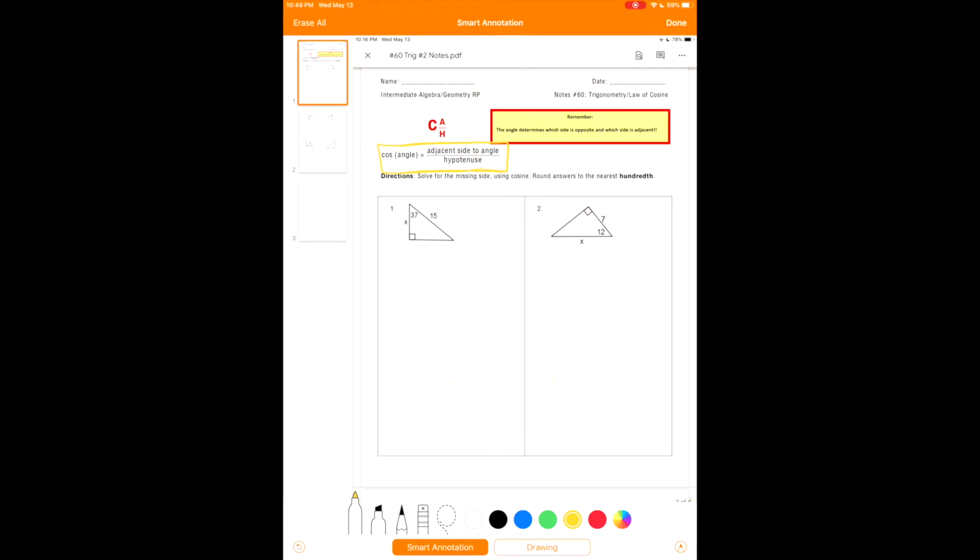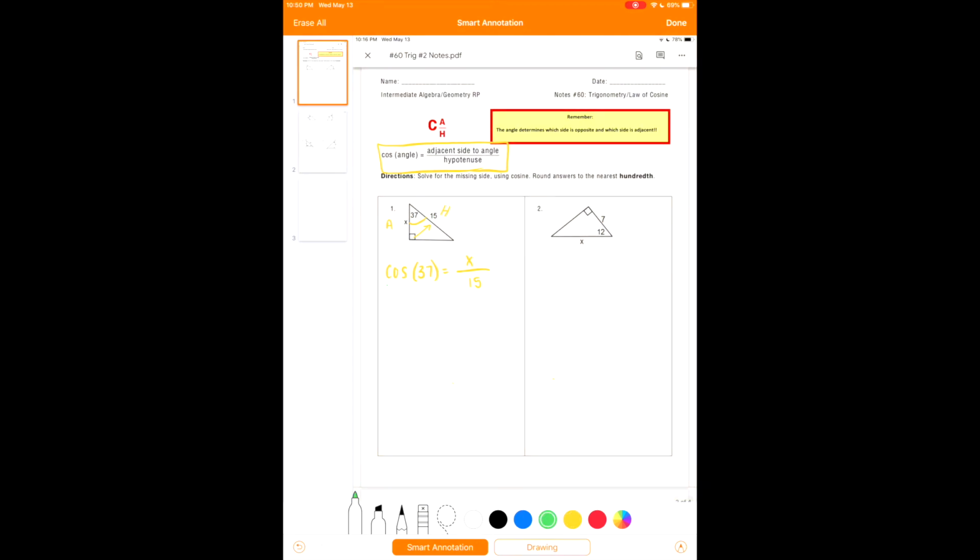So I always like to label my sides before I start the problem. So here for number 1, I have 37 as my angle. I know that 15 is going to be my hypotenuse, or my h, because it's across from the right angle, and x is going to be my adjacent. So I'm going to set up my equation. Cosine of my angle equals my adjacent, which is x, over my hypotenuse, which is 15.